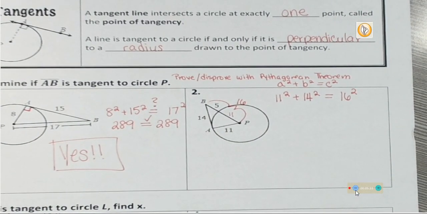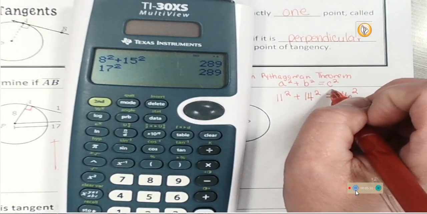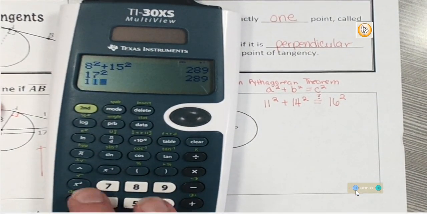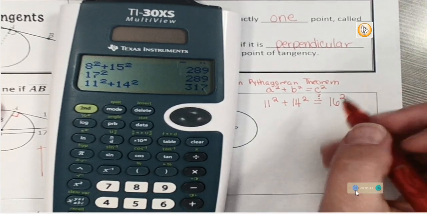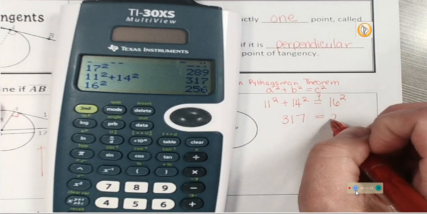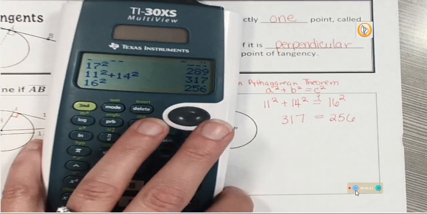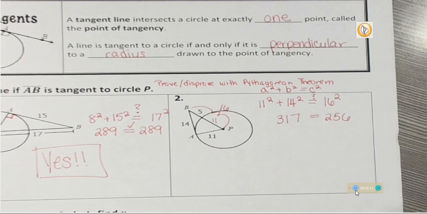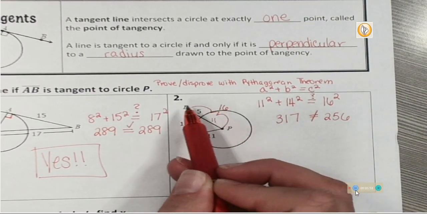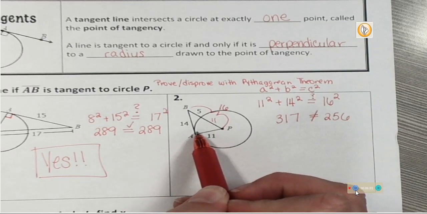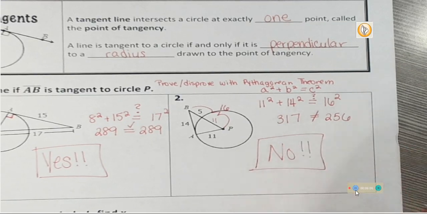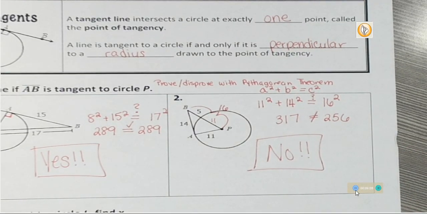Now, simplify each side. You're trying to figure out, is a giant question mark, are those two equal or not equal? So 11 squared plus 14 squared equals 317. 16 squared equals 256. Is it true that 317 equals 256? No. So since that's not true, that's not a right triangle. And if this is not a right triangle, that's not perpendicular, so no, segment AB is not tangent to circle P.